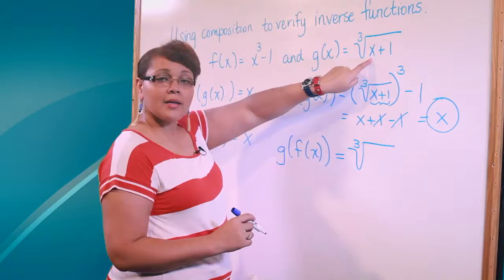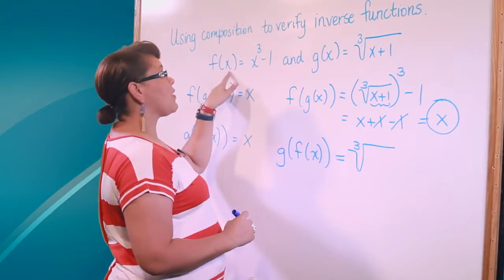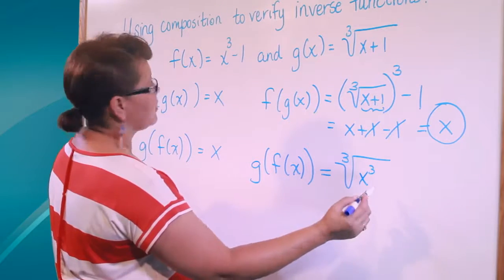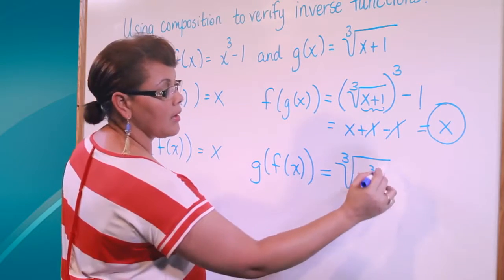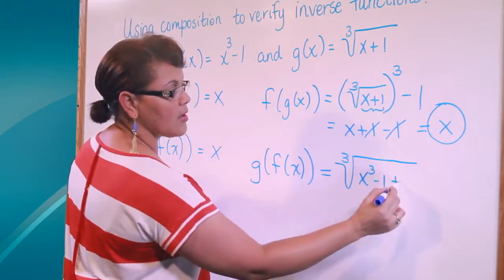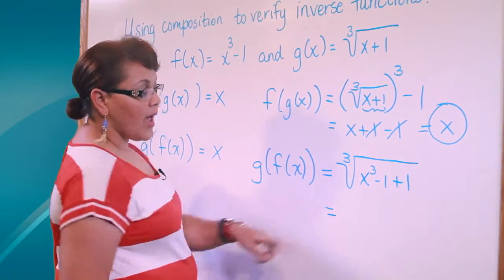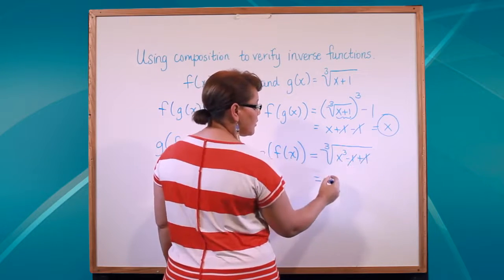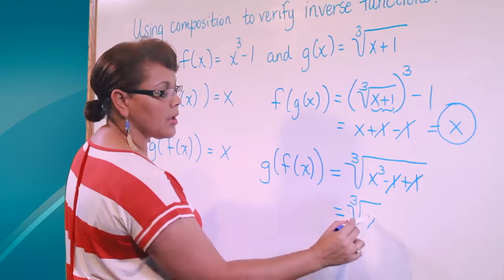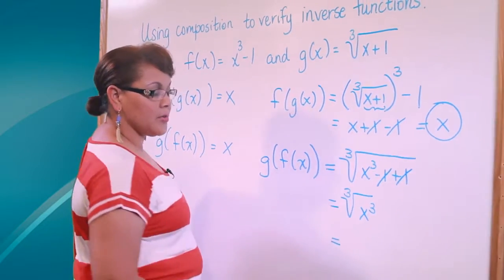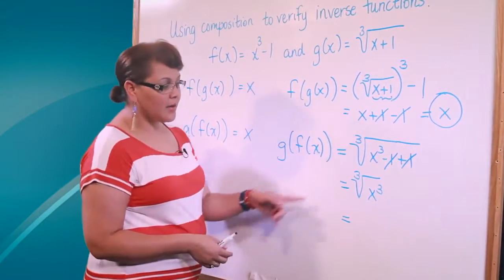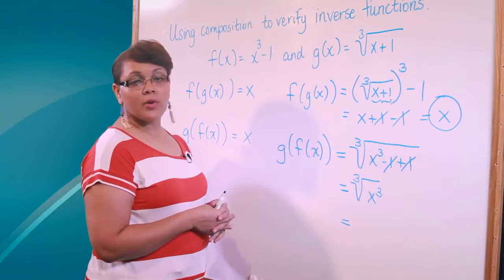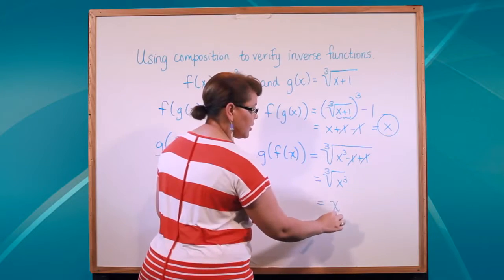But where there is an x, I'm going to put what f of x's function is, which is x cubed minus 1, and then we bring down the plus 1. So as you already know, x cubed minus 1 plus 1, the 1's cancel, so that leaves me with the cube root of x cubed, and again, using our rational exponent properties, the cube root, same index as the power that the radicand is raised to, is going to simplify to x.